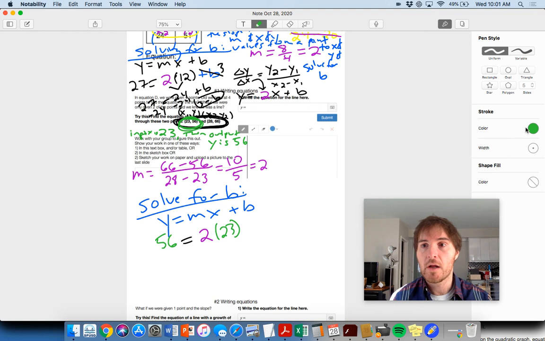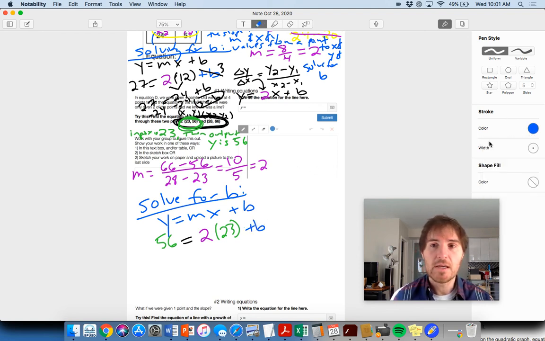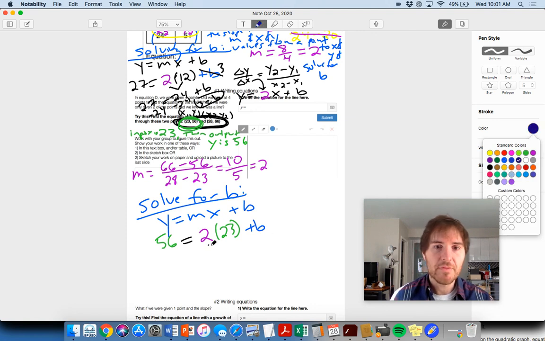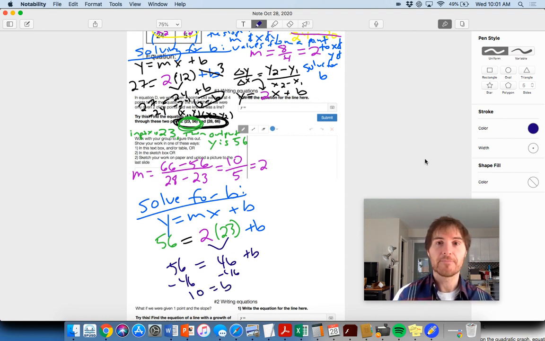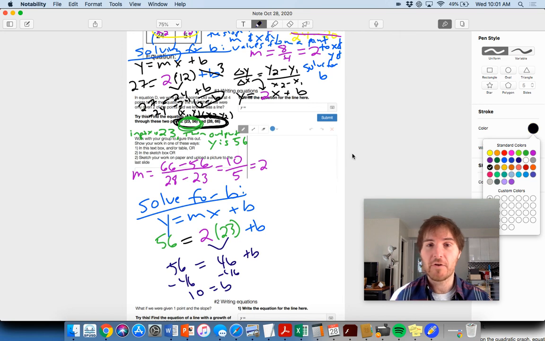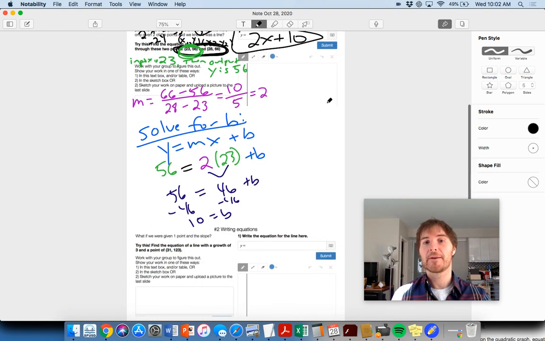X is 23 right here, and we just have to solve for our B, and we will do that right now. Plus B, solve for it. We've got this is 46. This is still 56. We'll bring this down, plus B. That means B's got to be 10, because 46 plus 10 is 56. We could also just solve for it using our solving skills, okay? 46 is getting added to B, so we can subtract that from both sides to get 10, and 10 equals B. Okay, final answer then: y equals 2x plus 10 is what I hope you all get here, okay?